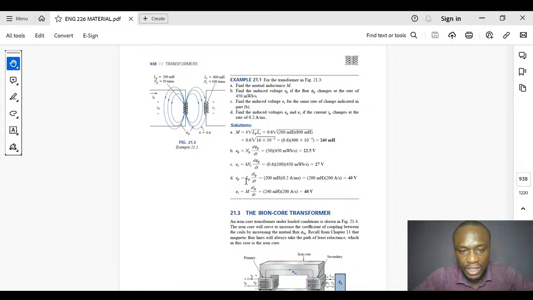Then for the primary voltage again, we have LP di over dt, 200 millihenry, 0.2 amp per millisecond. We are having 40 volts. Then when you do the same using the mutual inductance, which is 240 times 0.2, we are having 48, which means we are losing a lot of energy. We are losing a lot of energy. So I think with this, we come to the end of class.